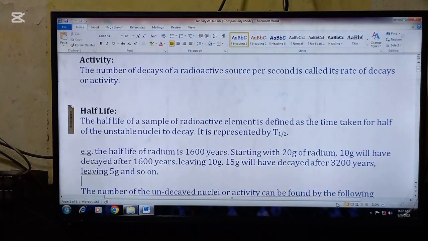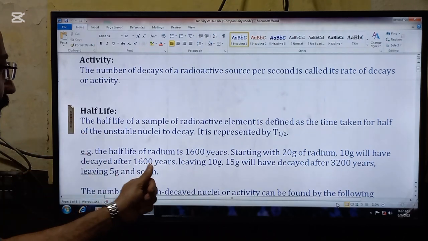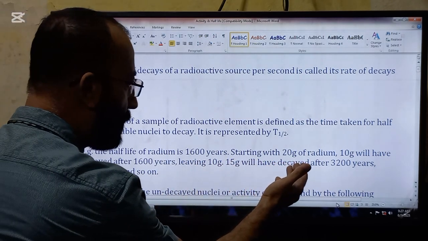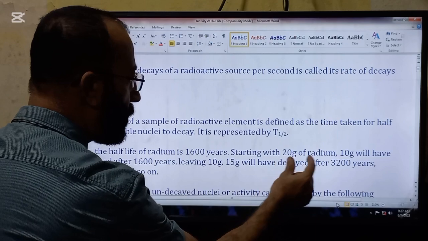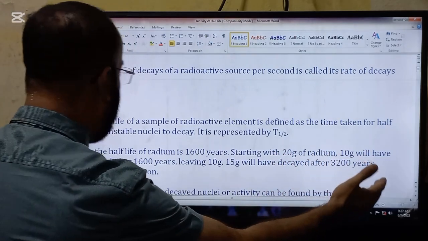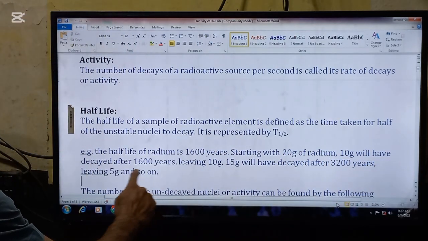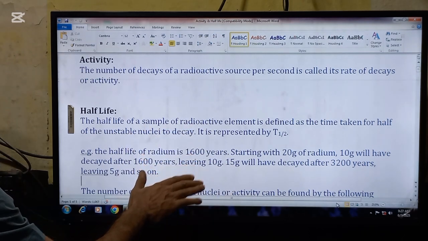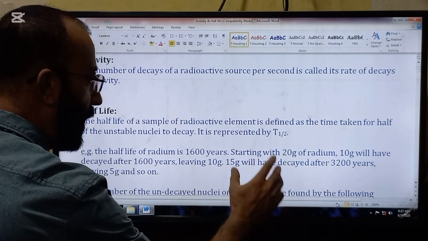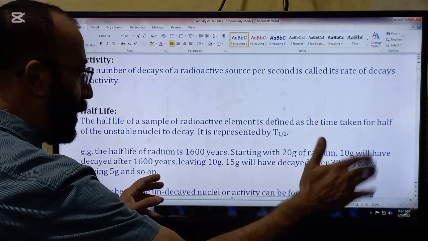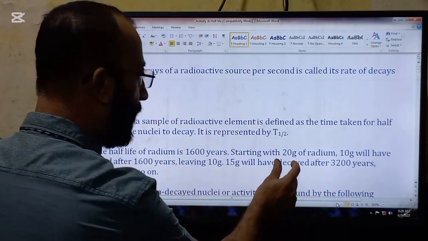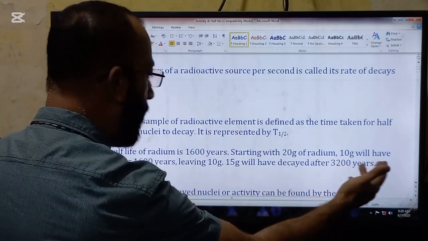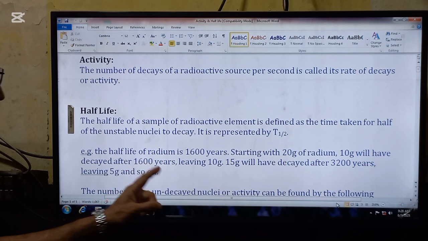So, half-life. For example, the half-life of the radium is 1600 years. Starting with 20 grams of the radium, so this is the starting mass of the radium, 10 gram will have decayed after 1600 years because 1600 years is the half-life of the radium, in which half of the substance will be decayed. So if in the beginning there is 20 gram of the radium, after 1600 years 10 gram will have decayed, leaving 10 gram.